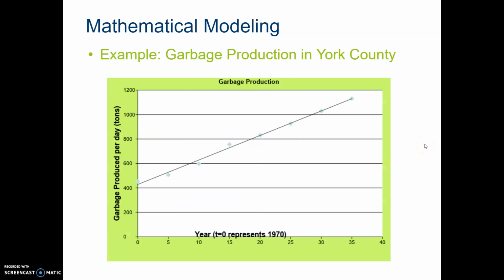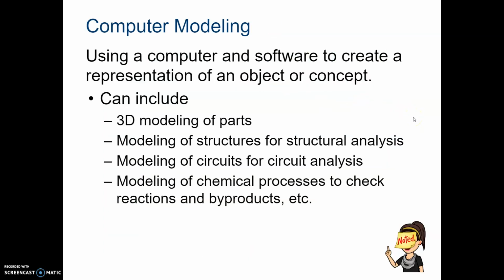This is another example of a mathematical model, and that is the garbage production in York County. Looking at this, we have a scatter plot of the garbage production in York County where we track years, t being 0, and that represents 1970, and then time increases, and then we have the amount of garbage on our opposite axis.